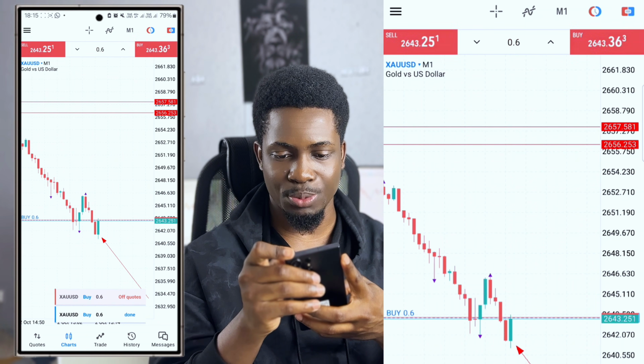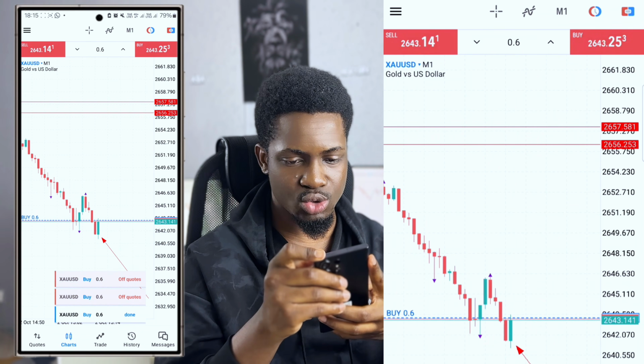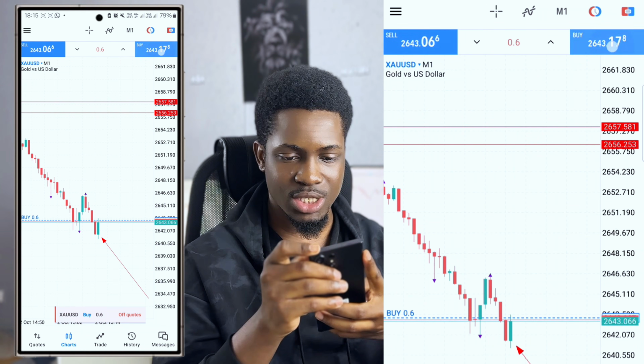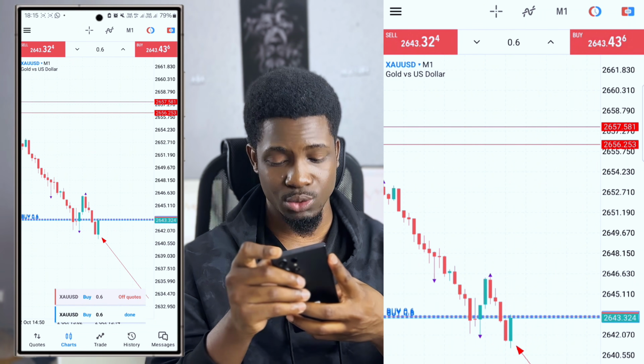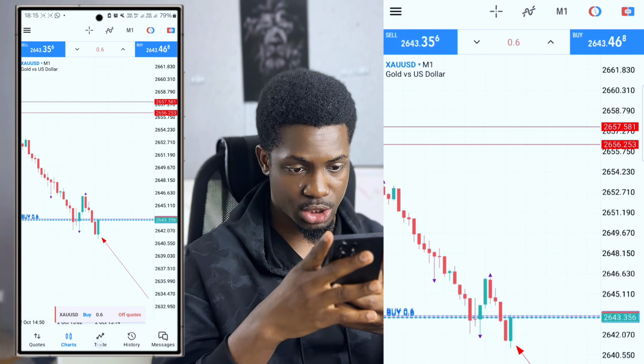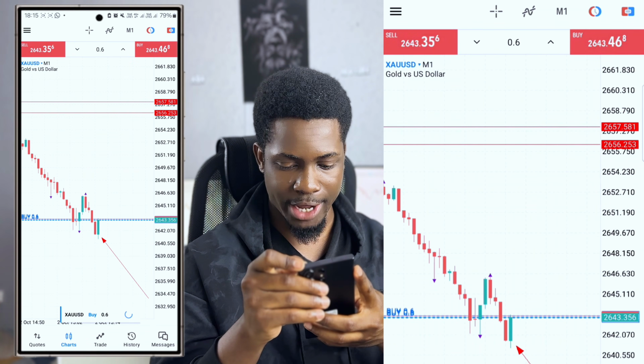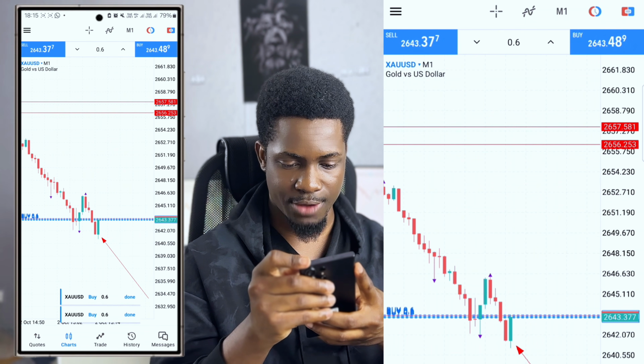So we'll just be using 0.6, and I would like to be using 0.6 throughout today, because as we scale up, I will be watching out for retracement, so that in case we have any retracement, I can easily stack into some more trades, right? Okay, so that's what we're having currently.